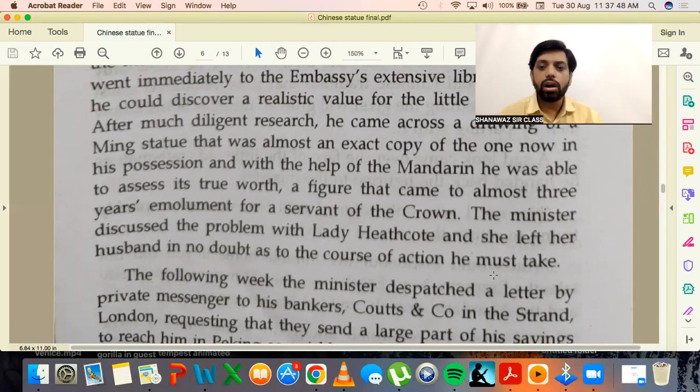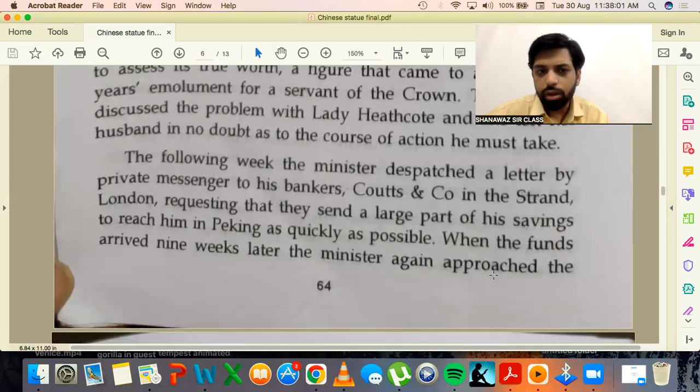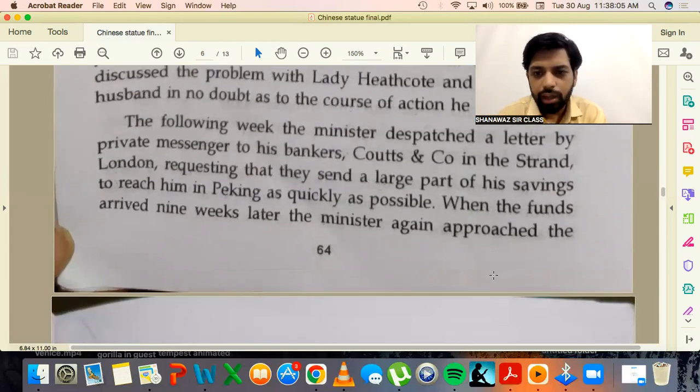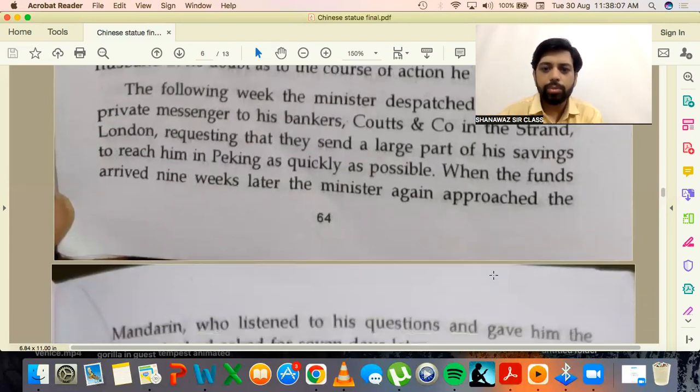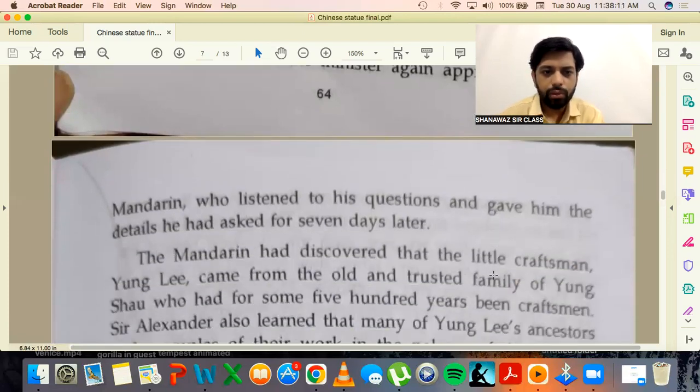It was 3 years' salary of Sir Alexander Heathcote. So the minister discussed the problem with his own wife, and she said, "No, we have to give it back to that Mandarin in some way or the other." So next week, he wrote a letter to his London bank, and he said, "I need this much money from my savings." So within 3 weeks, the savings came.